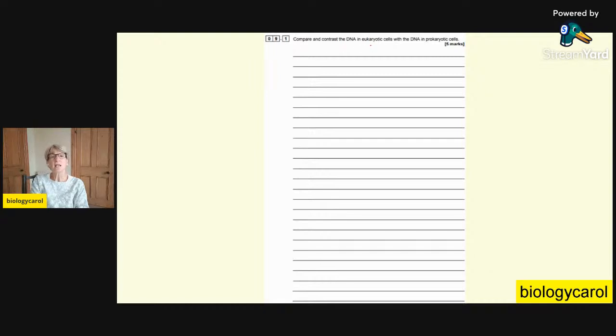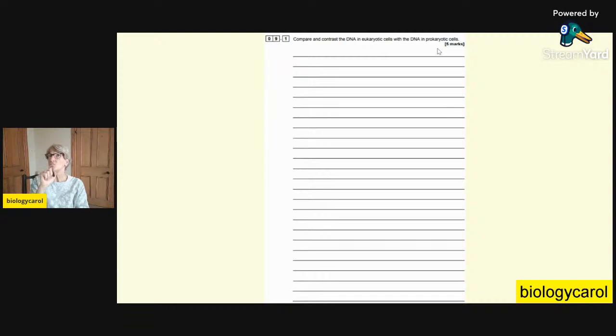Compare and contrast the DNA in eukaryotic cells with the DNA in prokaryotic cells. I read the examiner's report for this question. There was an awful lot of confusion by students about the difference between prokaryotic and eukaryotic.